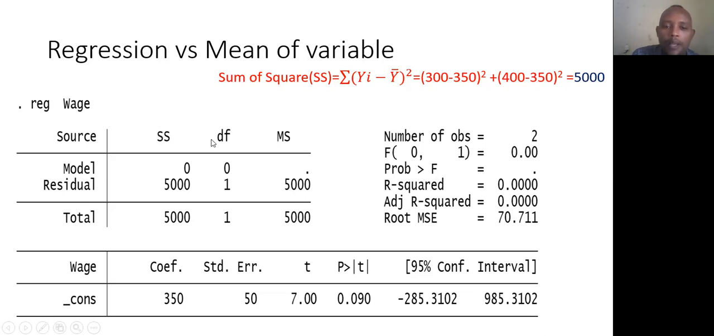Degrees of freedom means simply those observations that are free to vary. And as I told you, R squared simply shows us the explanatory power of independent variables, and how much independent variables contributed to the change in the dependent variable.